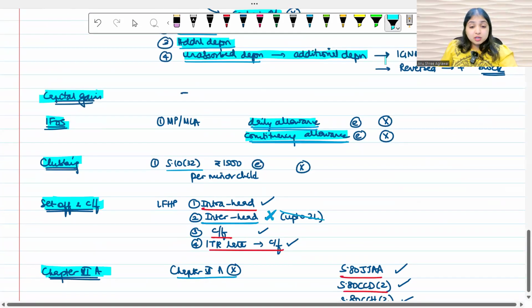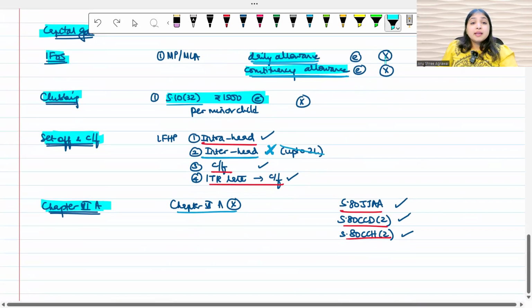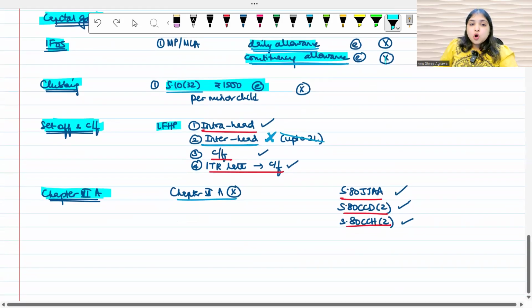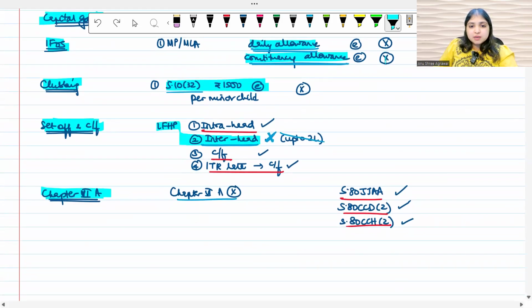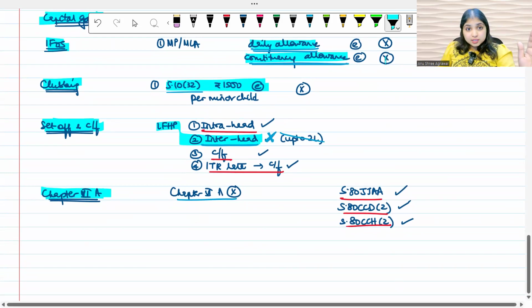Then under the clubbing chapter, section 10(32), the ₹1,500 exemption per minor child that you generally get, even that exemption you will not get under 115BAC. Then in the set off and carry forward chapter, loss from house property, inter-head adjustment we will not allow. Intra-head you can still do. Carry forward you can still carry forward. Only inter-head we will not let you adjust.